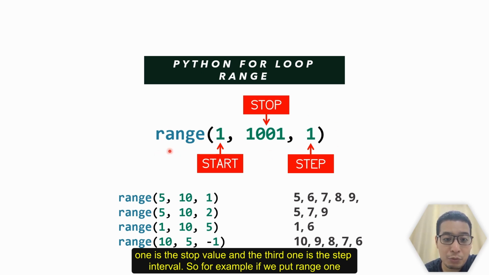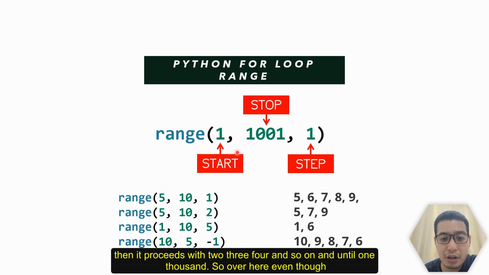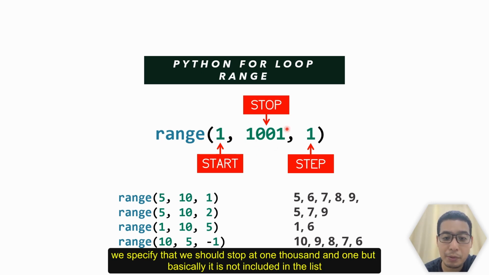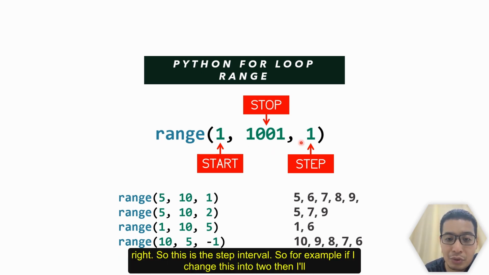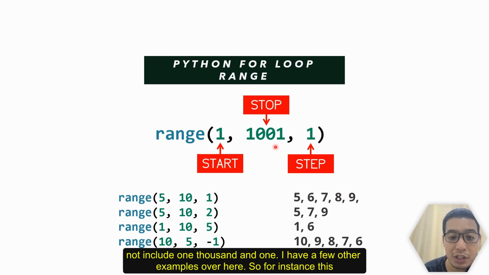So for example, if we put range 1, 1001 with the step 1, it means that our sequence of numbers begins with 1, and then it proceeds with 2, 3, 4, and so on until 1000. Even though we specify that we should stop at 1001, it is not included in the list, right? So this is the step interval. If I change this into 2, then I change the sequence behavior. So maybe it becomes 1, 3, 5, 7, and so on. But still, it will not include 1001.